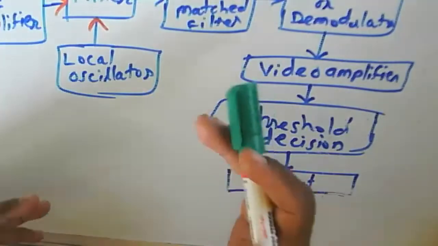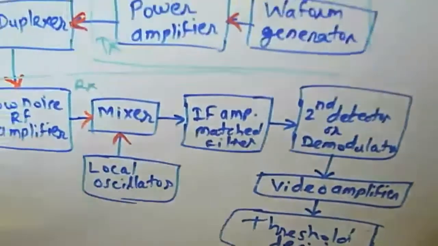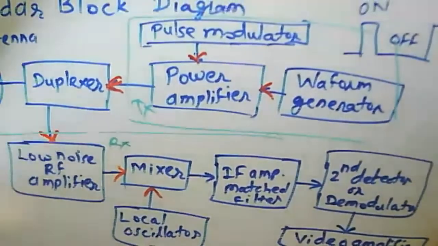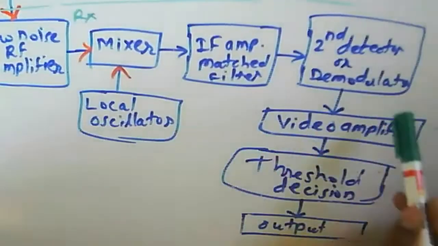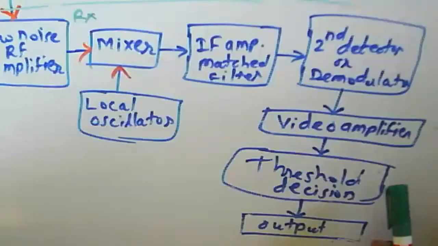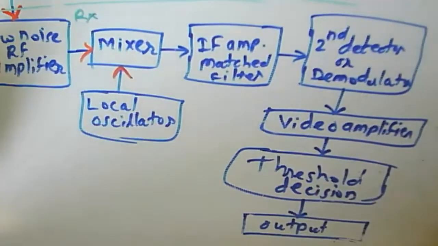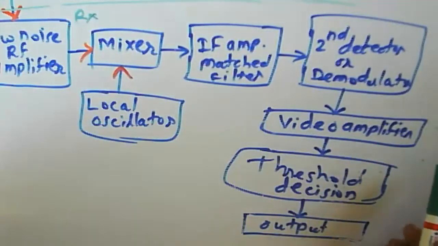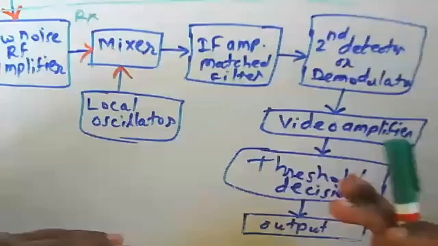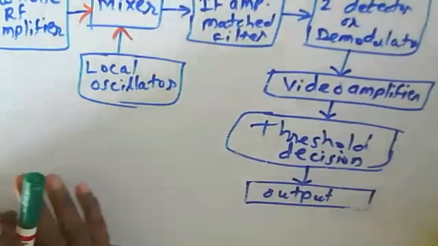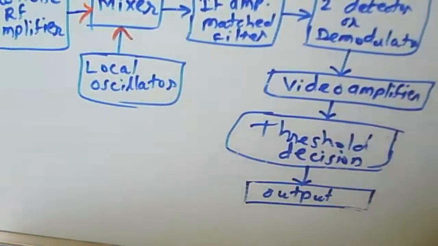So this is the generalized block diagram. But in the case of a receiver, there can be a lot of devices, a lot of blocks. There may be a signal processor, a video amplifier, or a detector circuit. There may be display devices, amplifiers, and so on. So there are a lot of combinations of components in this particular case. These are about the radar block diagram.